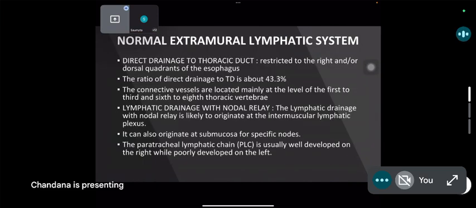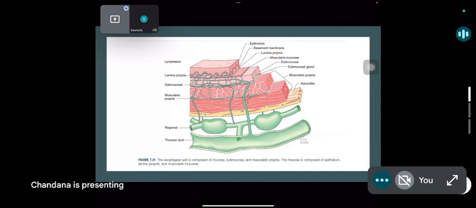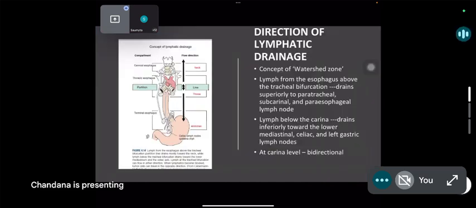Direct drainage to the thoracic duct is restricted to the right and dorsal quadrant of the esophagus. This is the only important point here. And this is another, similar picture which shows that through the submucosal layer it will go directly into the thoracic duct and then regional lymph nodes. So this is a very important concept, that is, the direction of lymphatic drainage.